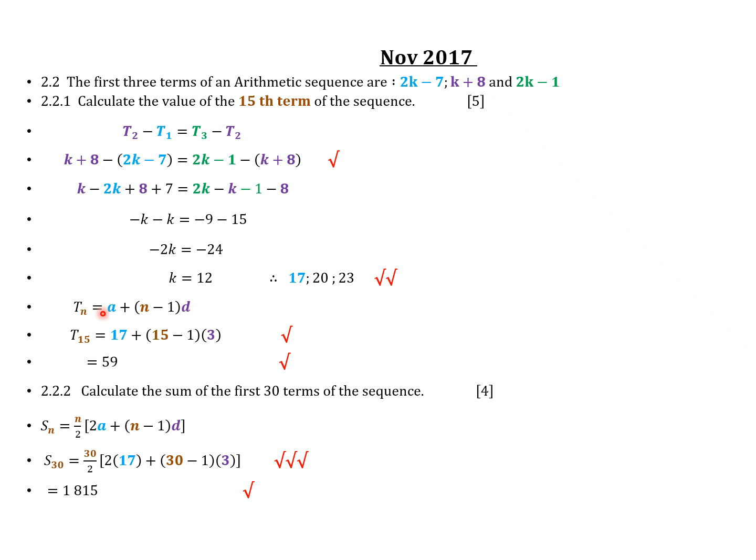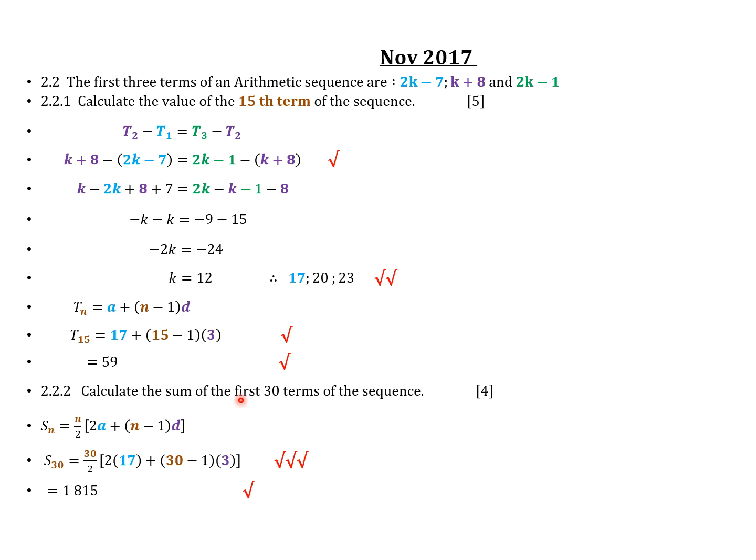In my Tn formula, a is 17 and d is 20 minus 17, which gives me 3. We want the 15th term, so n is 15. 15 minus 1 gives me 14. 14 times 3 gives me 42, plus 17 gives me 59. So 1 mark for correct substitution and 1 mark for the answer.